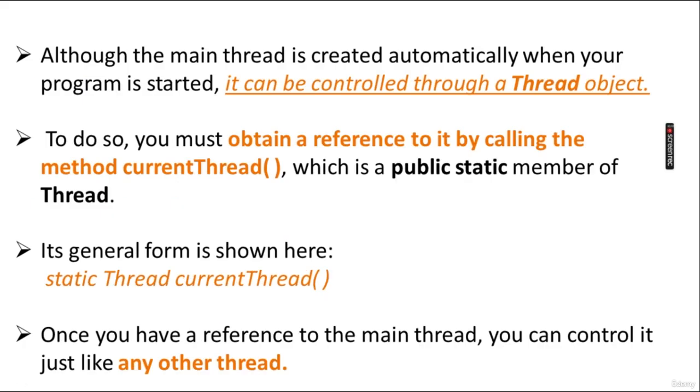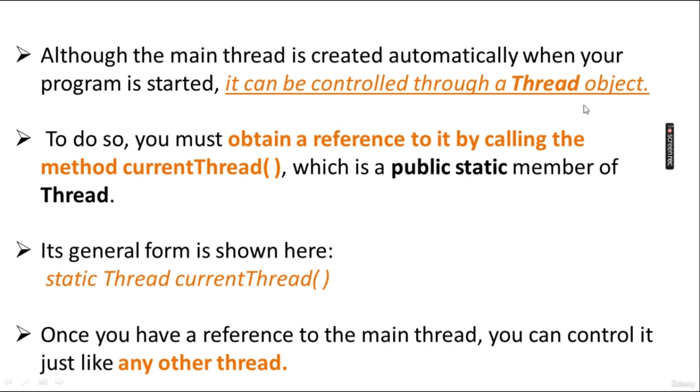Although the main thread is created automatically when your program is started, it can be controlled through a thread object. If you are thinking how I can control that main thread that is automatically created, how I can access it, you can access it using the thread object.